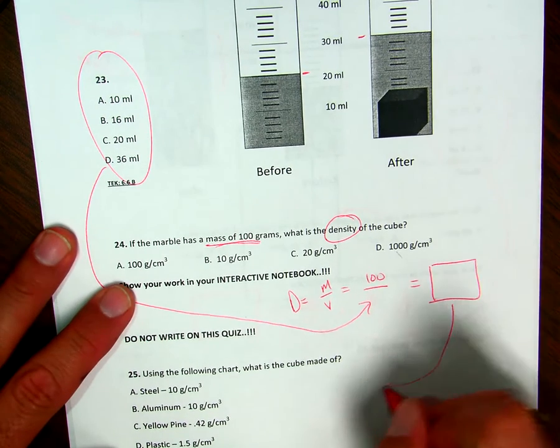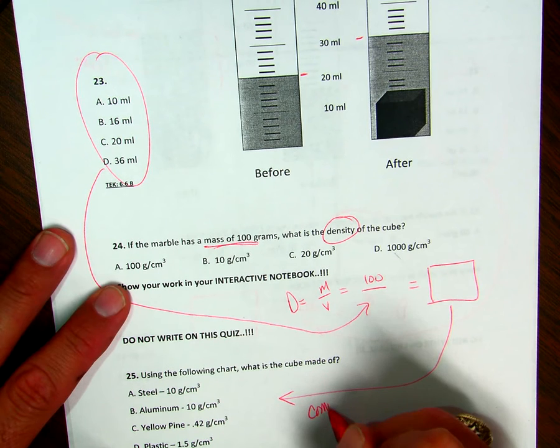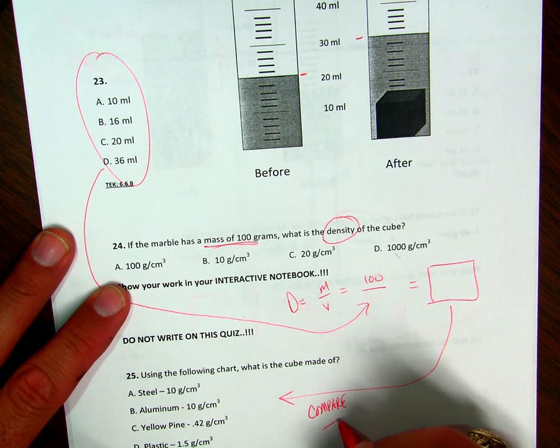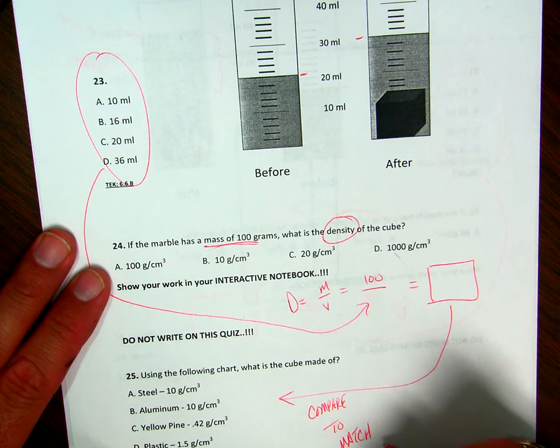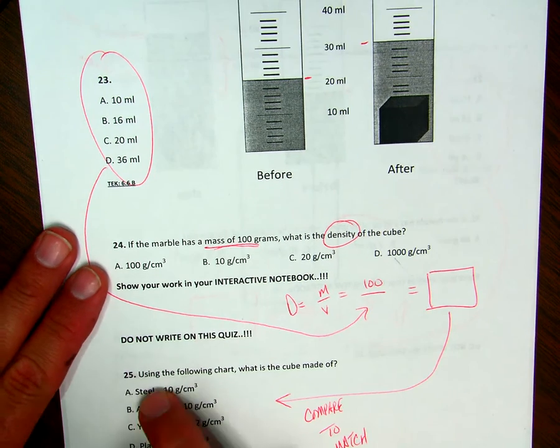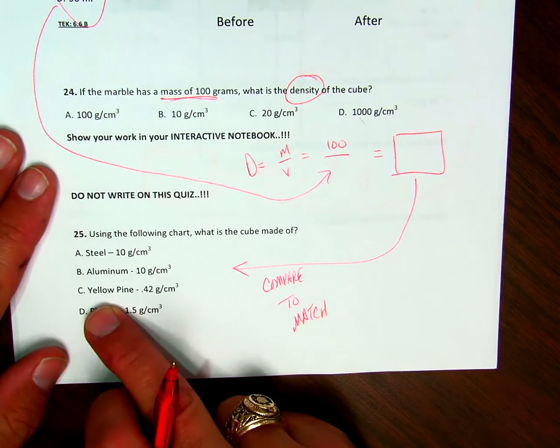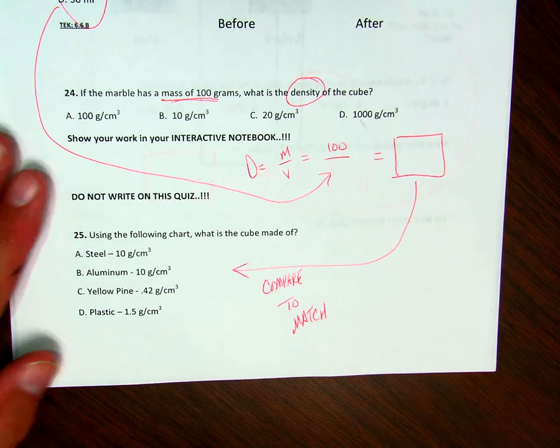Now once you have your density, come over here and compare to match, and then you can find out what your object is made of.